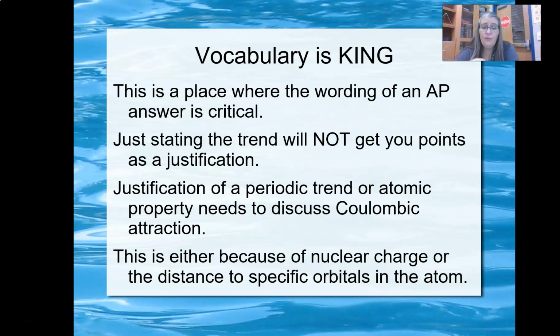So justification of a periodic trend or atomic property is really going to hinge on using Coulombic attraction and Coulomb's law. And that means that there's really two ways to argue. We're either going to argue about charge, an increase in nuclear charge most of the time, or we're going to be arguing about the distance to specific orbitals in the atom, oftentimes the valence shell, the farthest out. Not always, but oftentimes.